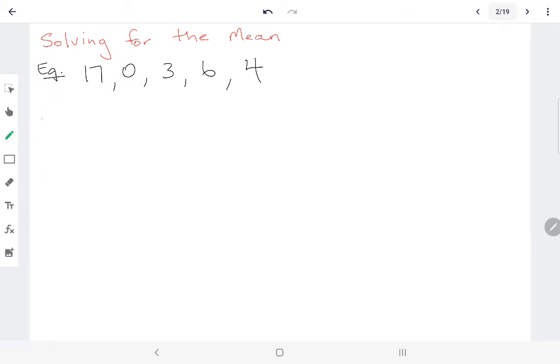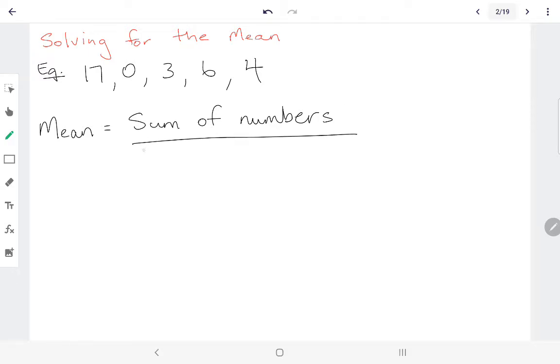Alright, so to calculate mean, the formula is the sum of the numbers divided by the amount of numbers or the number of numbers.